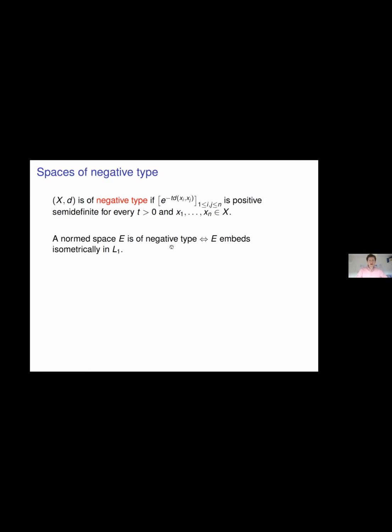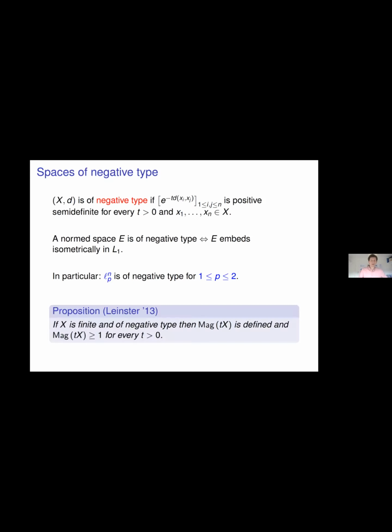In particular, one very classical property that more or less goes back to Paul Lévy is that a normed space is of negative type exactly if it embeds isometrically in L1. In particular, little lp is going to be of negative type when p is between 1 and 2. And so our favorite examples here are when p is 1 and when p is 2. So Euclidean space and little L1 spaces are examples here.